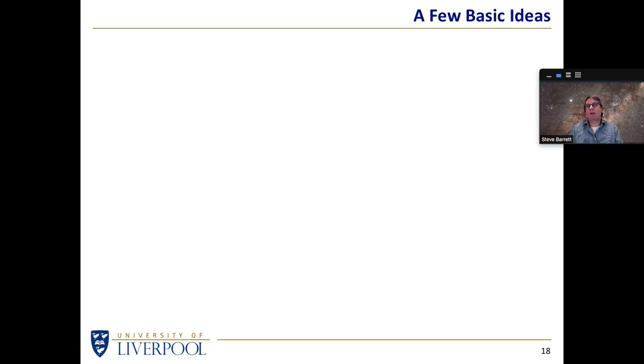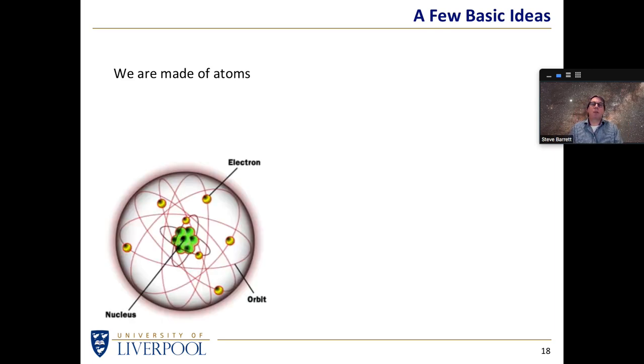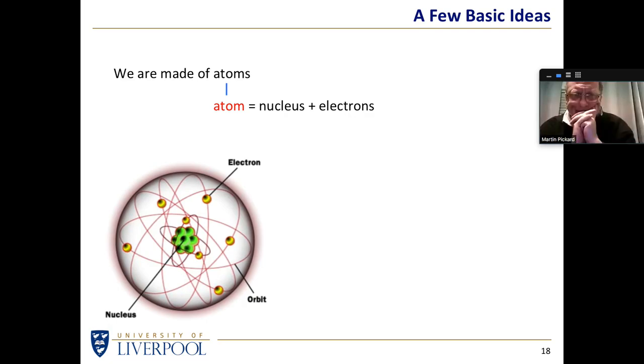Firstly, a few basic ideas. Some of these you'll know, some might be new to you. We are all made of atoms. That's probably not news to any of you. And an atom is a positively charged nucleus and a whole load of negatively charged electrons buzzing around like bees in a beehive. So if we wished, we could take an atom and separate it out into a nucleus and electrons. We could take those positively and negatively charged particles, and if we put in enough energy, we can separate them out. In other words, we can split the atom.